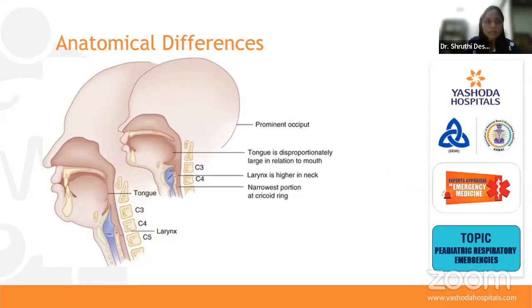Before going into the details, let's discuss some of the anatomical differences in children pertaining to respiration and the airway. Compared to adults, in children the head is large, with a prominent occiput. During intubation there might be flexion of the neck, making it difficult to visualize the cords. So we can put a shoulder roll below the shoulders to align the external auditory meatus and the sternal notch. The tongue is disproportionately larger in relation to the mouth, so children are more prone to upper airway obstruction. The larynx is higher and the narrowest portion is the cricoid.